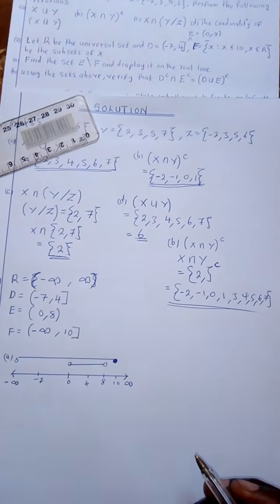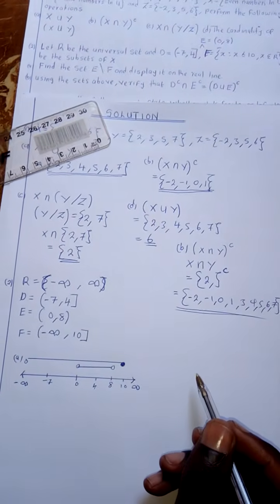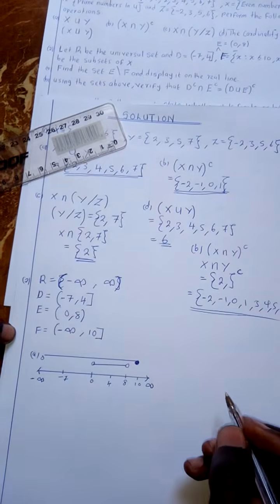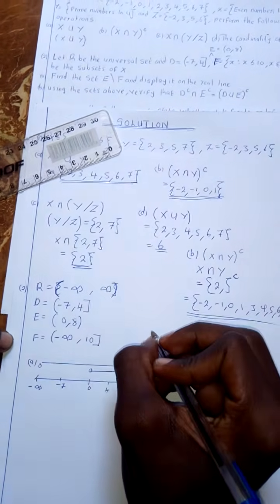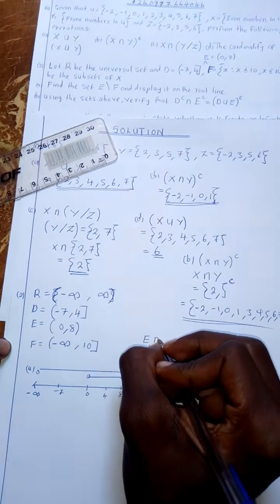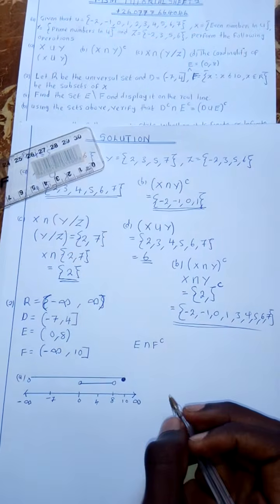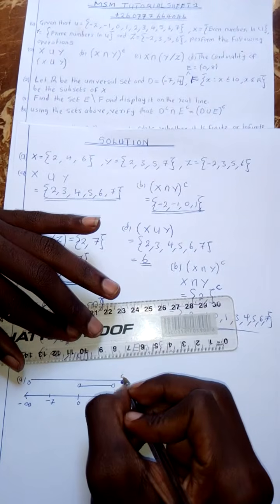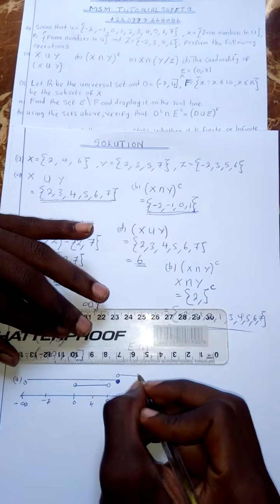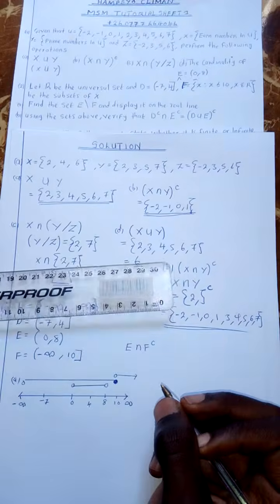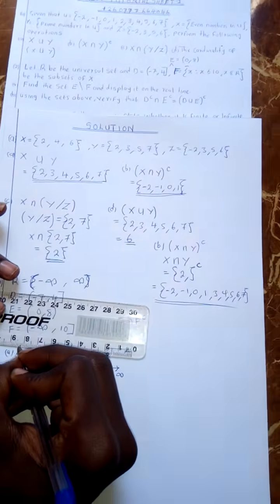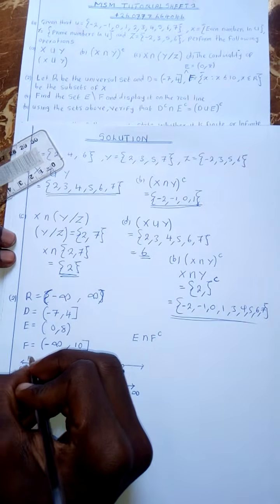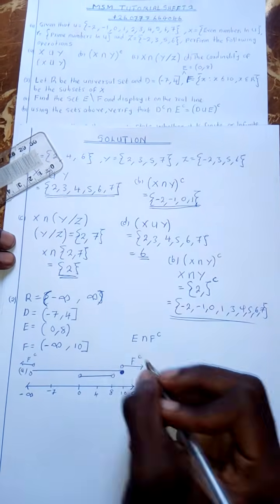Then they are saying E slash F. Slash simply means E complement of F. This is the same as E intersection F complement. Now F complement, we are simply starting from here. We draw an open circle like this and take it this side. We also draw an open circle here and take it this side. So now this is F complement. This is also F complement.